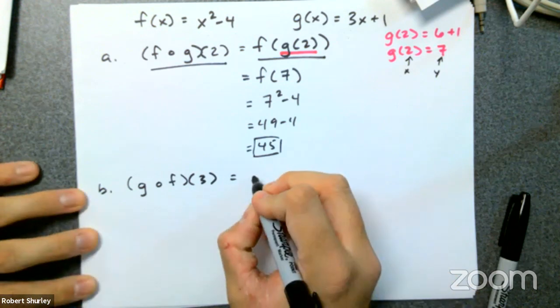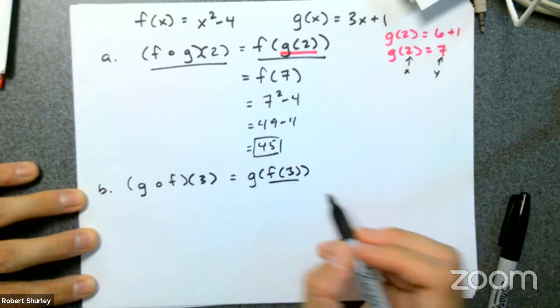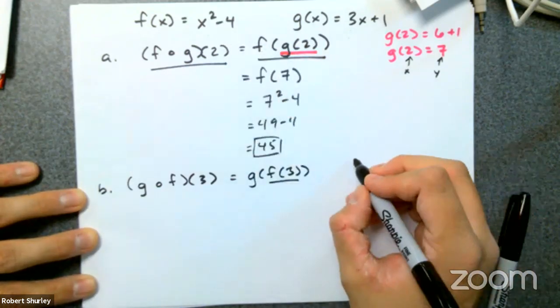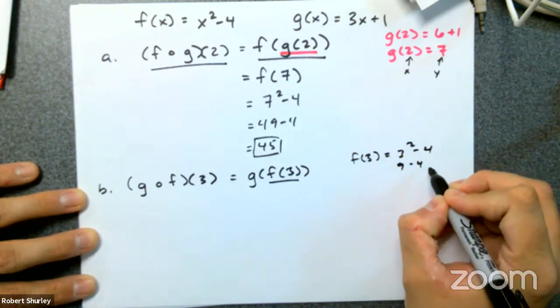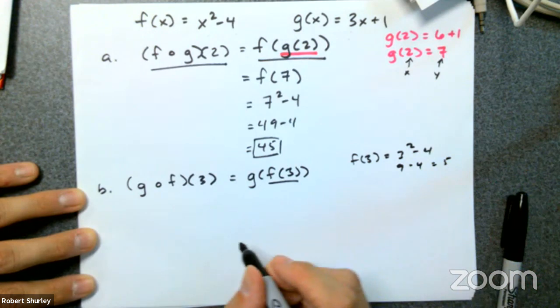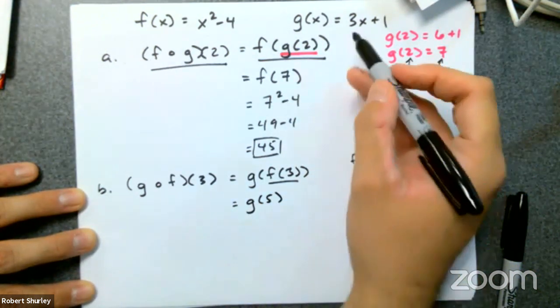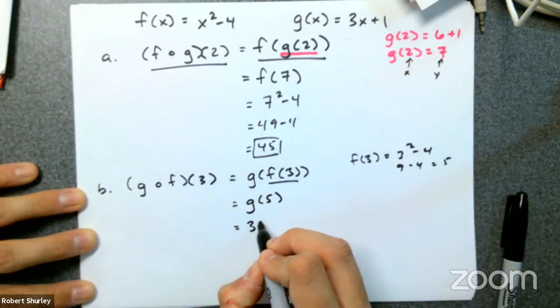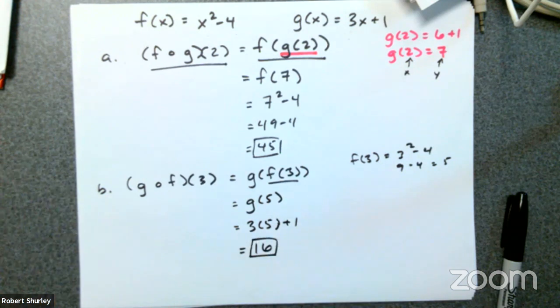Okay, so let's try this one. I'm going to write it like this. g of f of 3, right? Now I've got to find f of 3, so I've got to go to this f function. So I'm going to write that over here, f of 3. It'd be 3 squared minus 4, 9 minus 4, so I wind up with 5, right? So then I would have g of 5. Over here, g of 5, and I'd have 3 times 5 plus 1, 16, okay? Not too bad. Not too crazy.